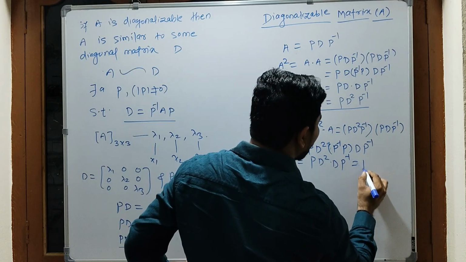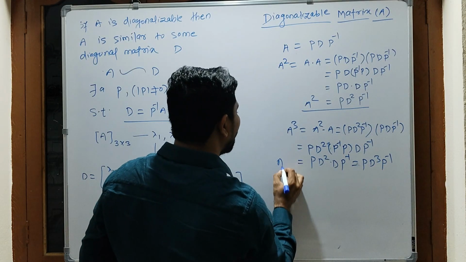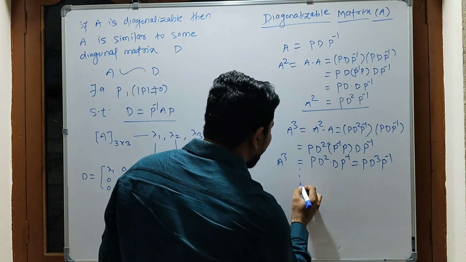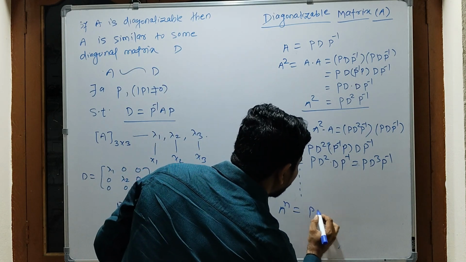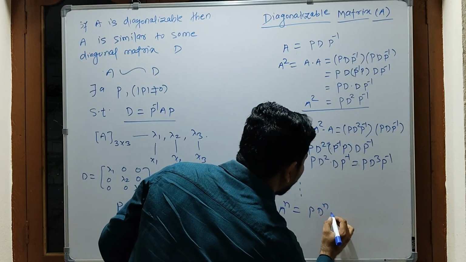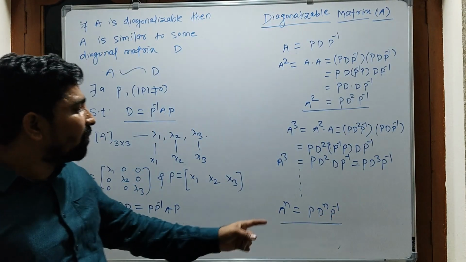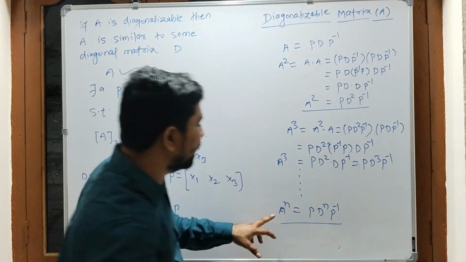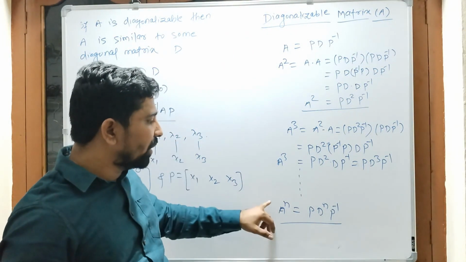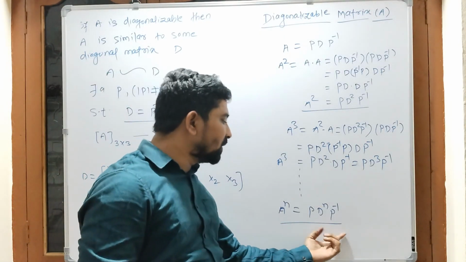So this is the same as P D cube and P inverse. So here this is my A cube. In this way, for any n, I am writing A power n can be written as P D power n, and this is P inverse. So you can find any power of A. For example, you can find A power 10, A power 20, A power 30. You can find anything. Now, how is this easy?